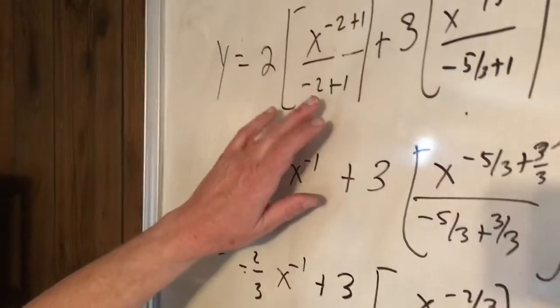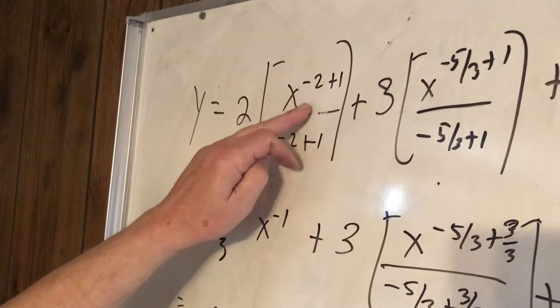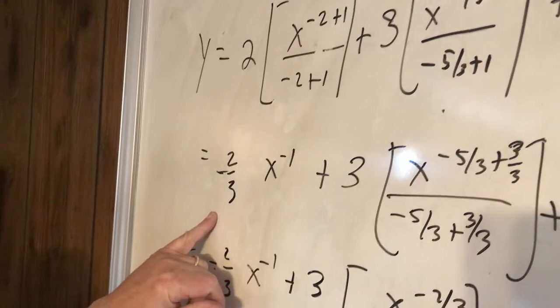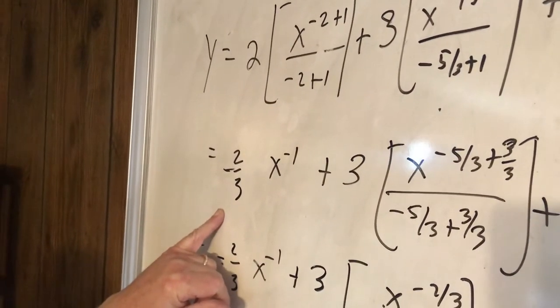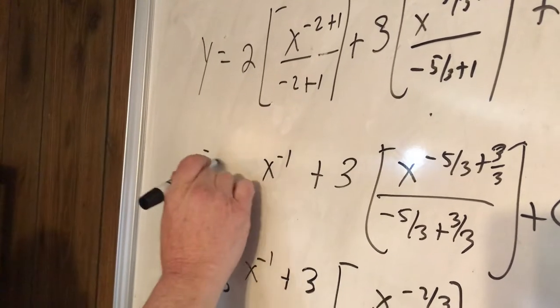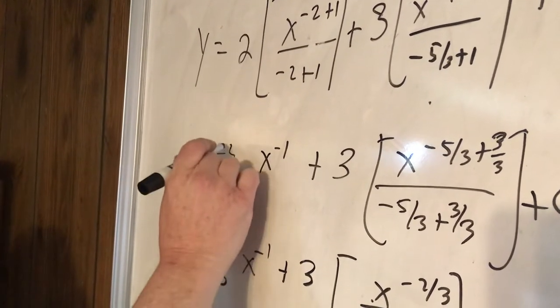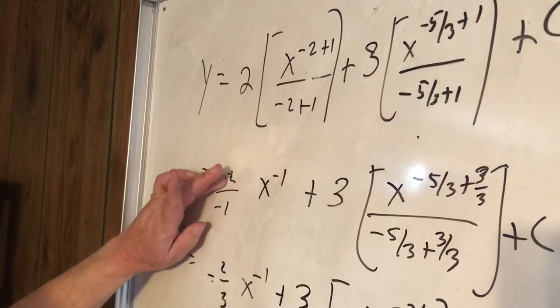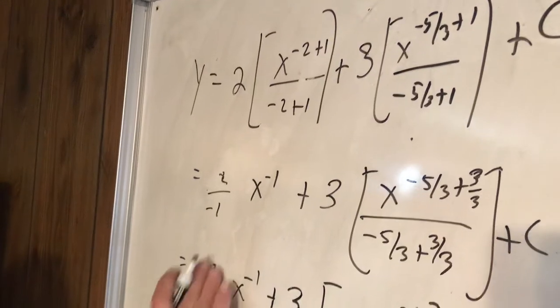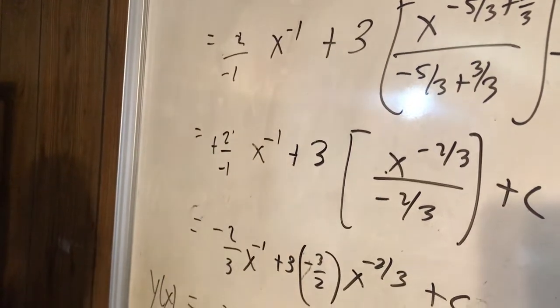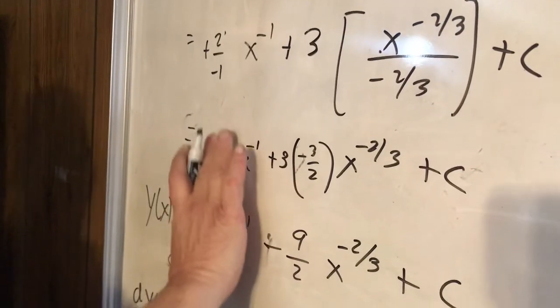So I'm back to my integral, and minus 2 plus 1 is minus 1. Somehow I got here a minus 3. What I should have is a minus 1. So this should have been minus 2 over minus 1, right? Or plus 2 over minus 1. Sorry about that. So this is going to be plus 2 over minus 1, or a minus 2, right?